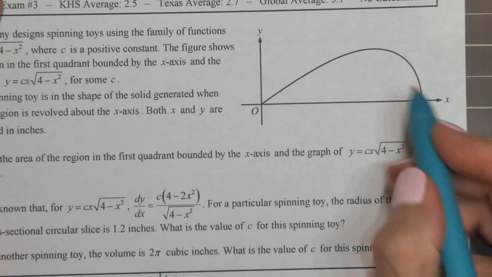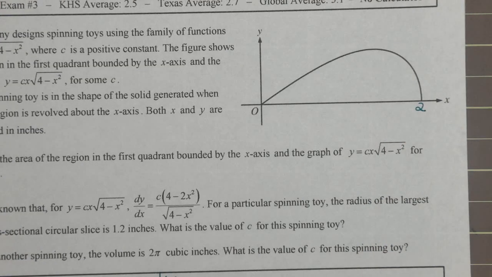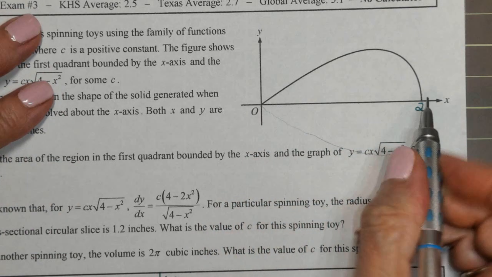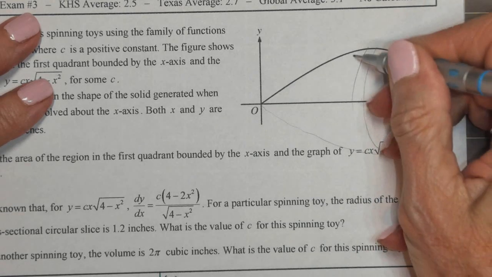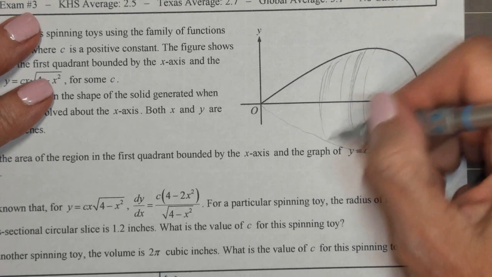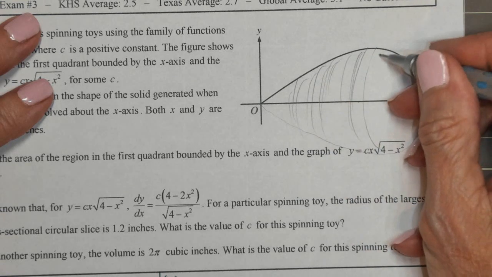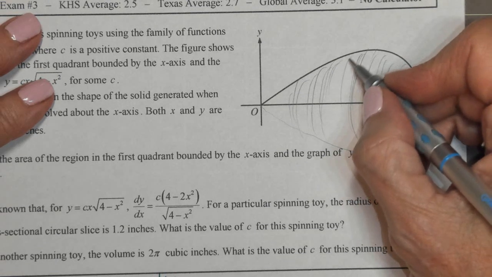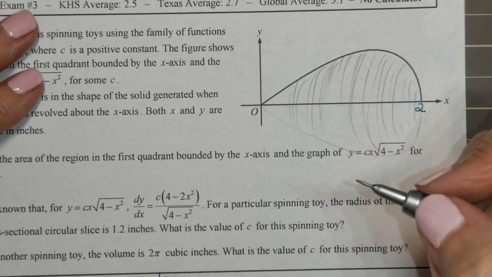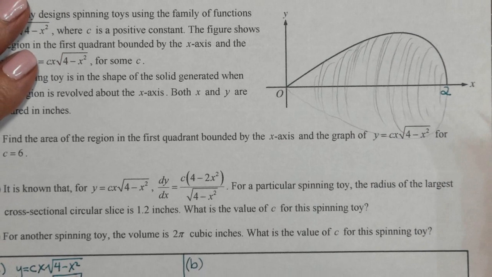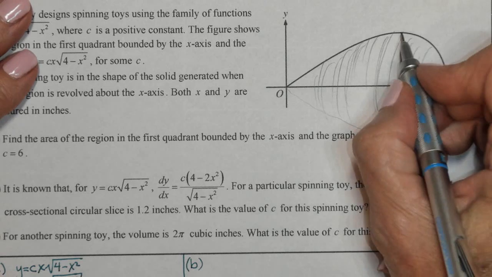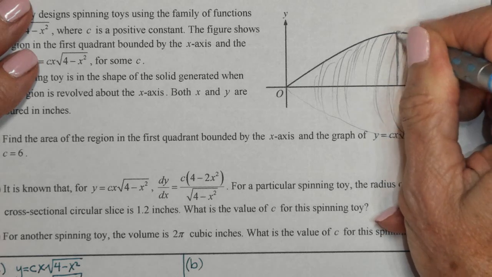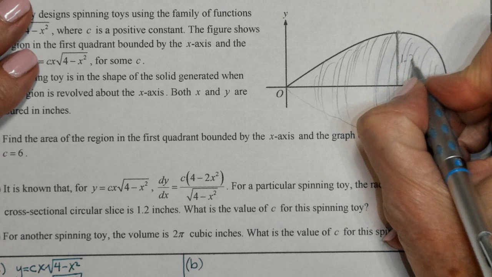Okay, this spinning toy, I'm going to sketch it so you get an idea of what's going on. This spinning toy. Okay, can you kind of see it? See that cross-sectional, like that. That's what it's looking like, okay? Okay, it says the radius of the largest cross-section. It would be somewhere around here, right? This radius. This radius is 1.2 inches.